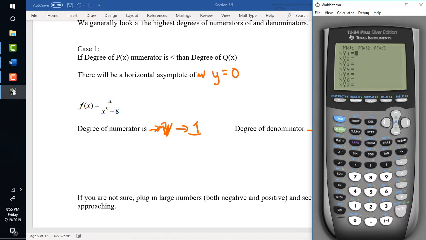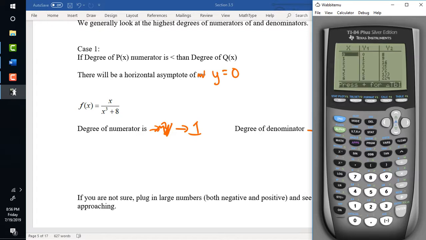I'm going to graph the top one, which is x, and I'm going to graph the bottom one, which is x cubed plus 8, okay? So let me explain to you why that's true, right? So why is it that I'm going to have a horizontal asymptote at y equals 0? So remember, when we analyze asymptotes for horizontal, we look at as x approaches infinity, okay?